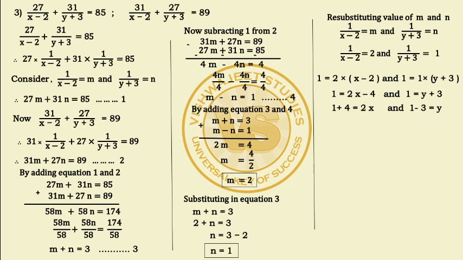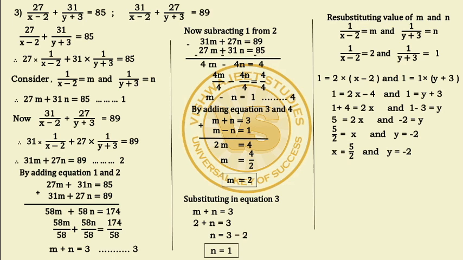1 plus 4 is equal to 2x and 1 minus 3 is equal to y. After addition, we get 5 is equal to 2x and after subtraction, we get minus 2 is equal to y. 2 is in multiplication form to the x. When it goes to the left hand side, it will divide the 5. So we get 5 upon 2 is equal to x and y is equal to minus 2.